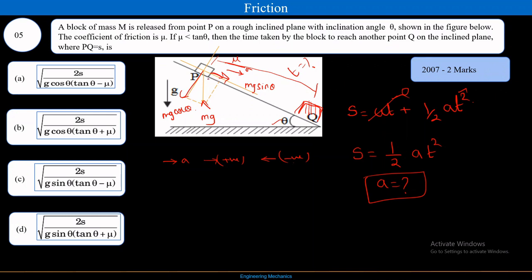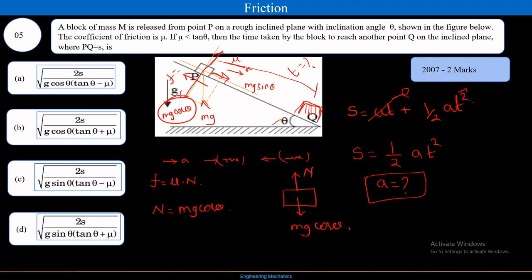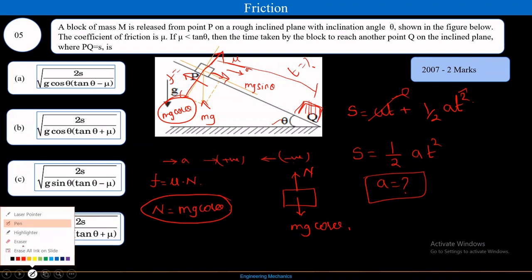I'll have some friction in this direction between the floor and the block. What is that friction? F is nothing but mu times N. Then what is N? N is the normal force, which is nothing but mg cos theta. This is my block, this is my mg, this is N, which is mg cos theta. Fine, let's see how to solve this one.